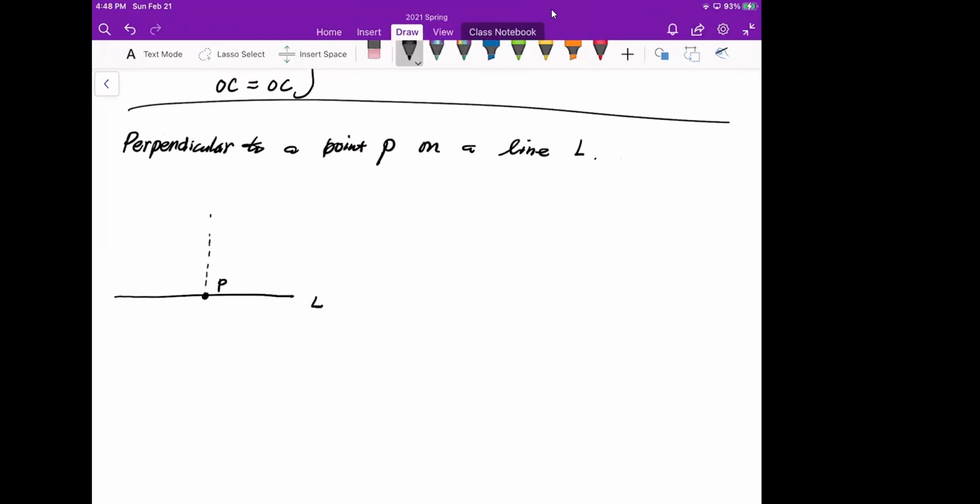So that's the line I'm looking for. How do I draw that perpendicular line? Keep in mind, you do not have a right angle. All you have is a straight edge and a compass. How can you do that? Let's think about that for a couple of seconds.